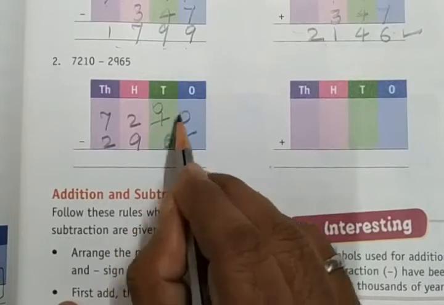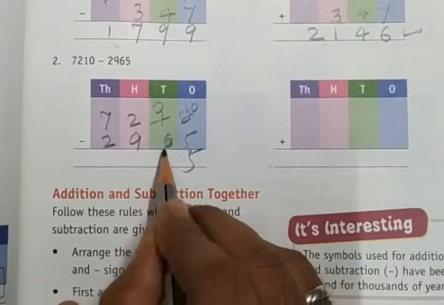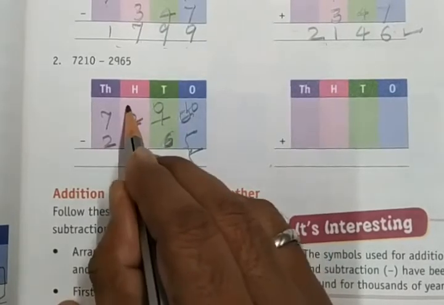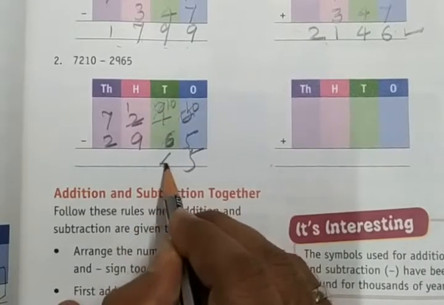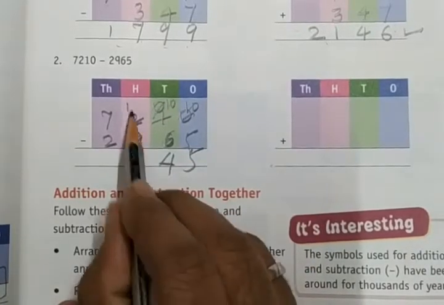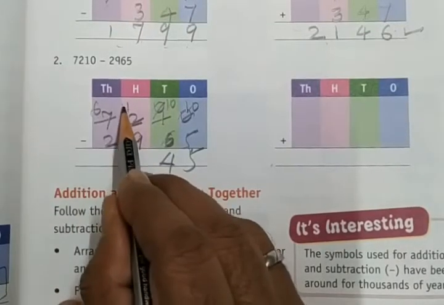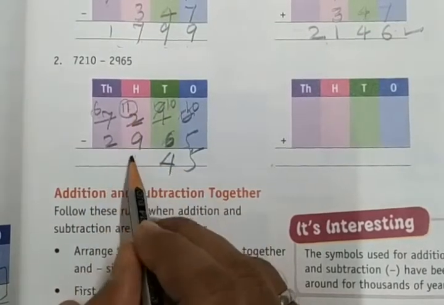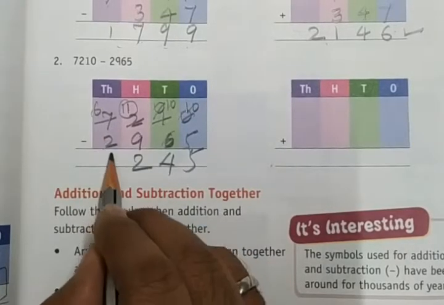It will become 0 and it will become 10. 10 minus 5 is 5. Here it is 0. 0 minus 6 is not possible. For that you have to borrow. It will become 1 and it will become 10. 10 minus 6 is 4. And 1 minus 9 is also not possible. You have to borrow. This is 6 and it will become 1 plus 10 is 11. 11 minus 9 is 2. So 6 minus 2 is 4.